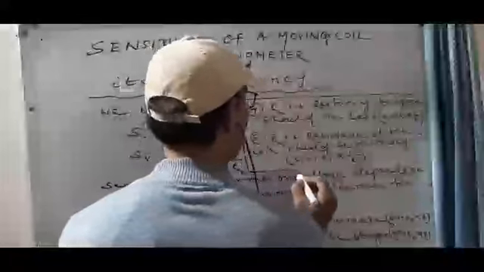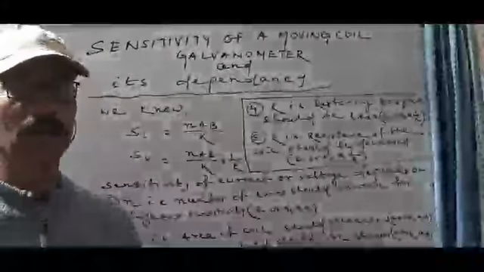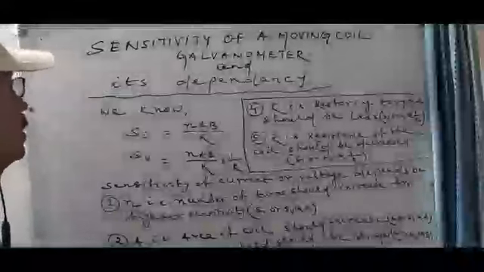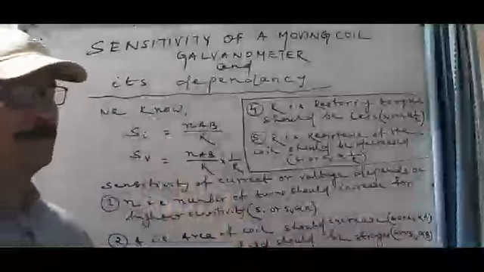So this is all about the sensitivity of a moving coil galvanometer and its dependency.